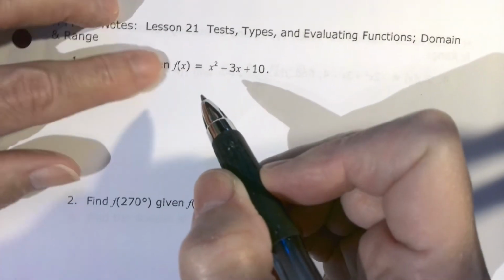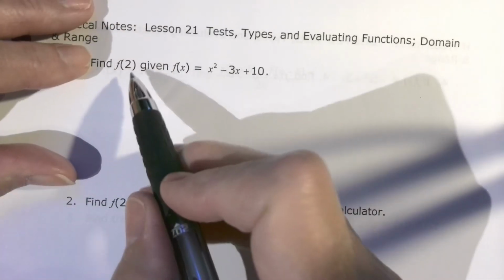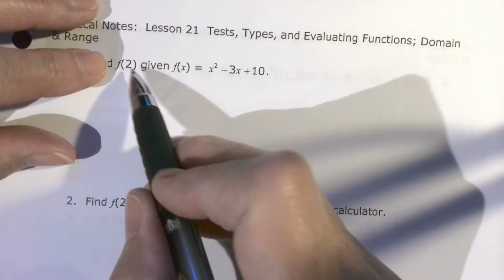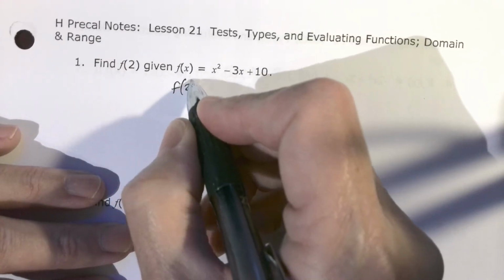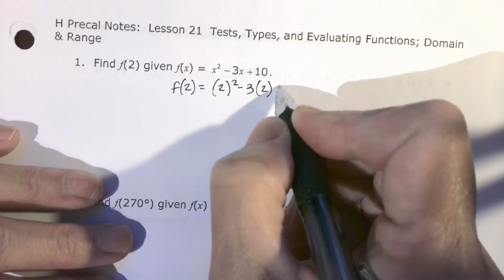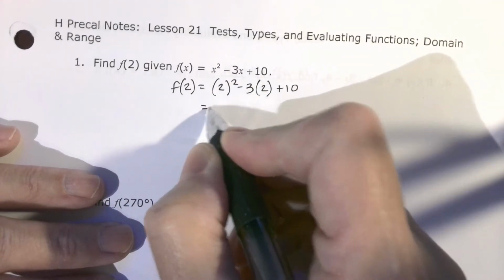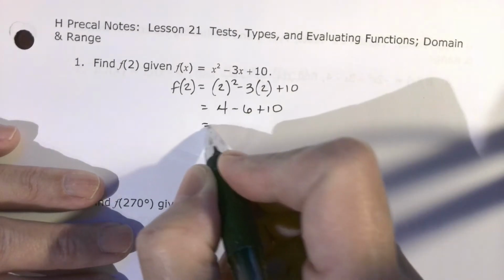So you're used to seeing things like f of x equals this, and I've told you that that means y. But if I say f of 2, that means you put a 2 for the x on the right-hand side. So f of 2 is just simply this. And then you just work it out. And of course you get 8 here.